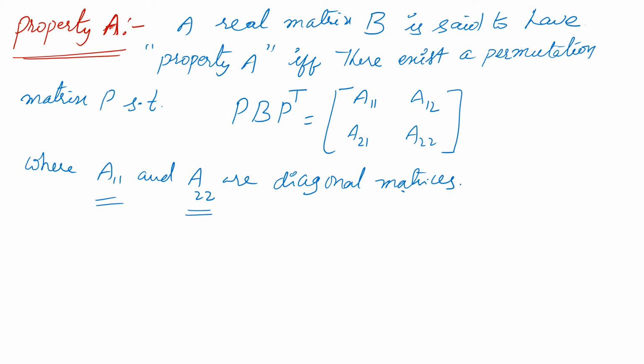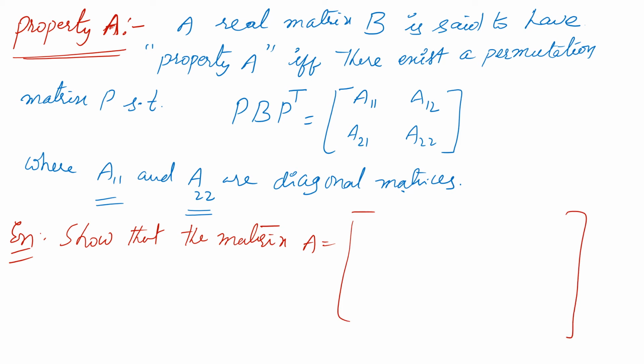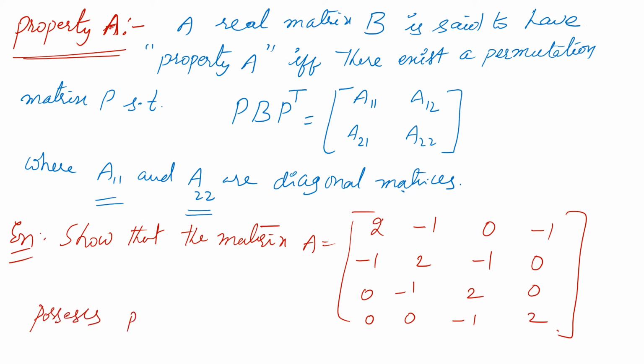For this, let me consider one example. Show that the matrix A equal to 2, minus 1, 0, minus 1, minus 1, 2, minus 1, 0, 0, minus 1, 2, 0, 0, 0, minus 1, 2 possesses property A. This is the question.